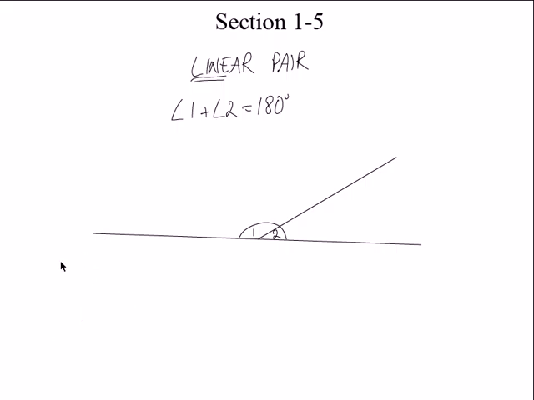So there we go. That's a linear pair. Not that big of a deal. It's 2 angles that form a straight angle. Make sense? That's all there is to that. Let's draw another picture.